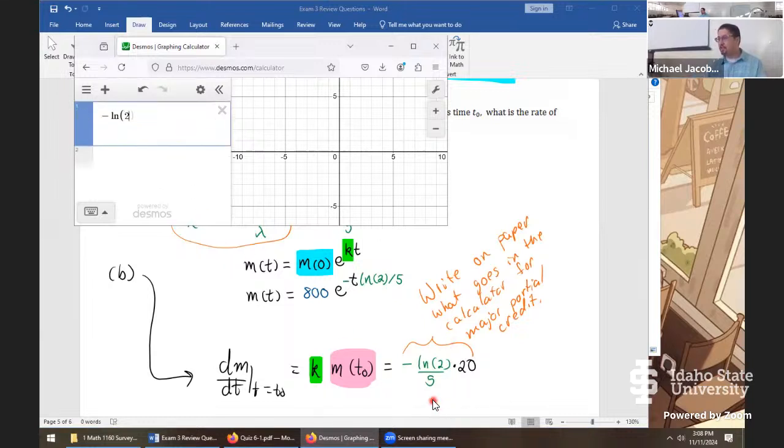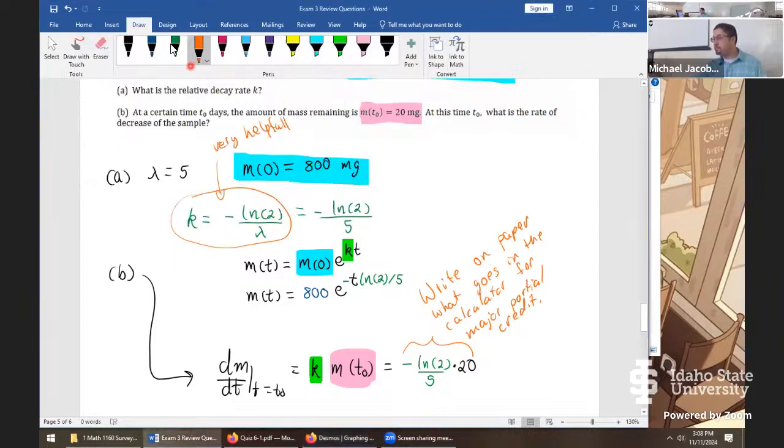So go negative natural log 2, divide by 5, multiply that quantity by 20, and we have a decay rate of, let's go to maybe 2 decimal places, negative 2.77. And I forget the unit. It's in milligrams per day. So we're losing, at whatever time T naught this was, this amount per day. Well, that finalized that problem there. This one was a little bit faster than I expected, but any questions or comments with it?